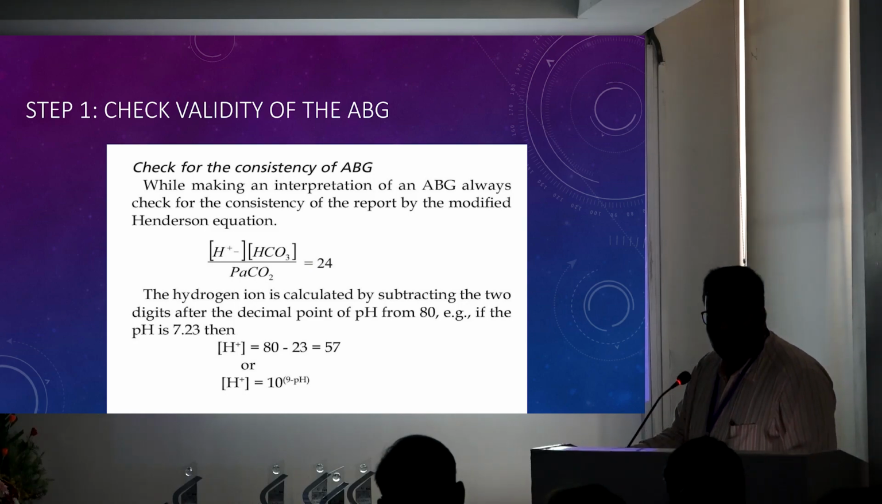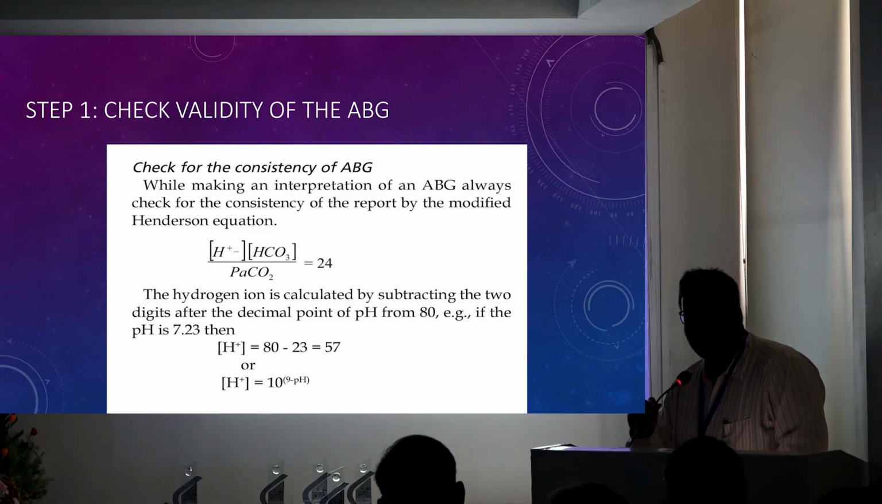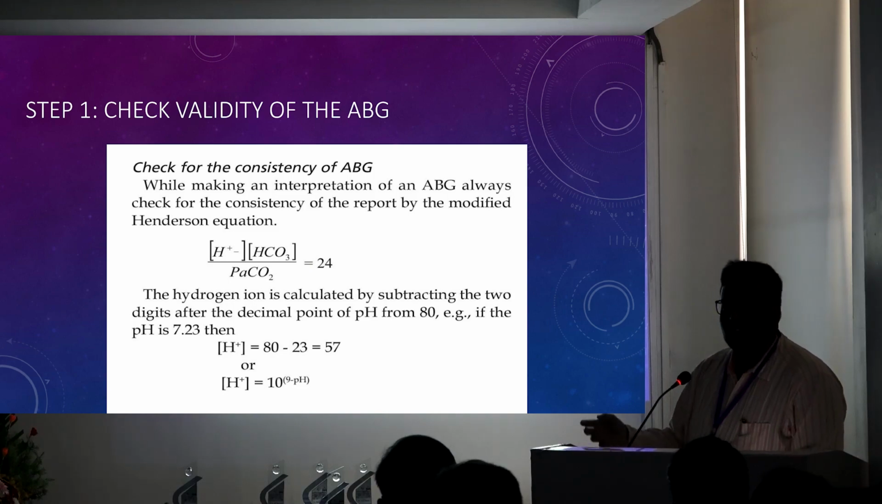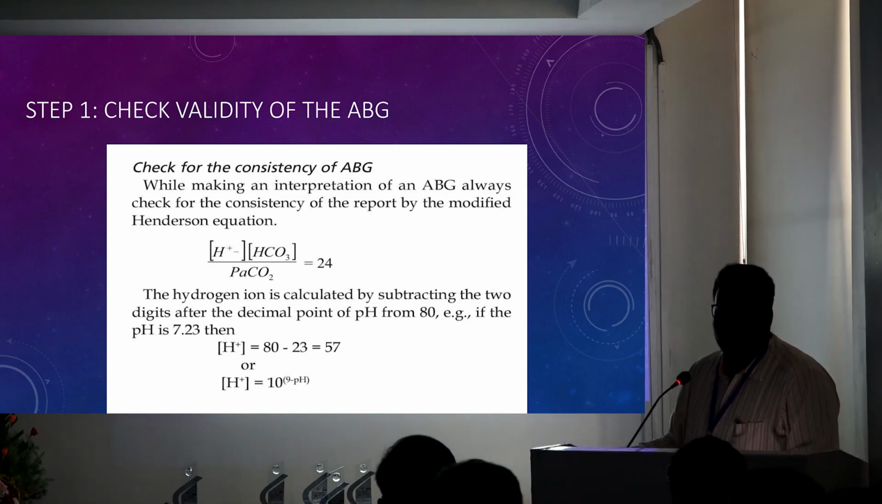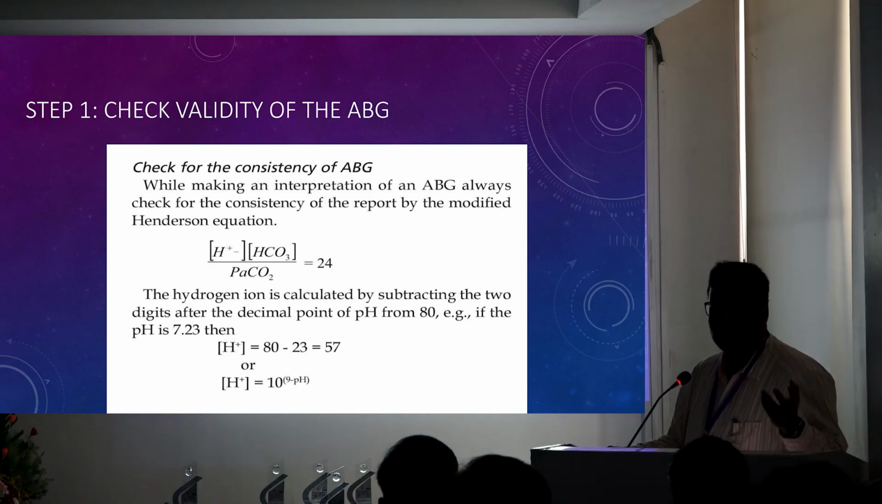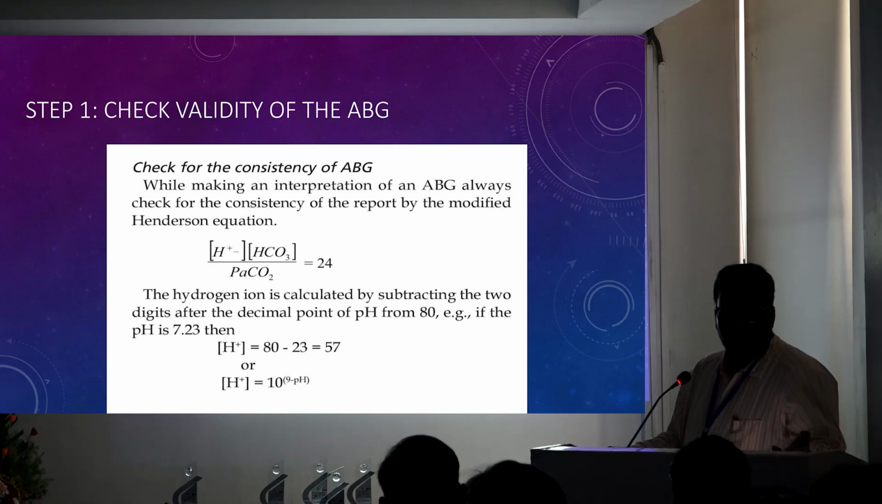Before that, can I ask you a question: what are the primary parameters we need to have before analyzing an acid-base disorder patient? Any idea? What are the very basic parameters I need to know? Anyone? PCO2, H plus, and bicarbonate. Other things? We need the electrolytes as well.